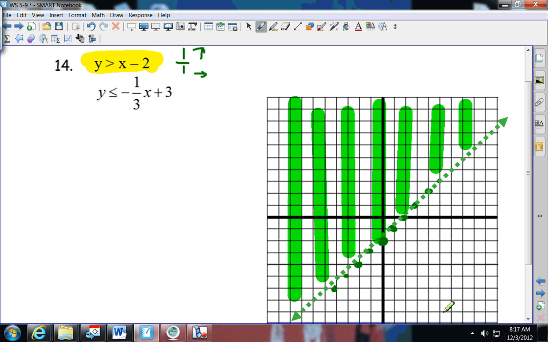The question was, is there a way to put the greater than symbols in the calculator? There might be, but I'm not telling you yet.